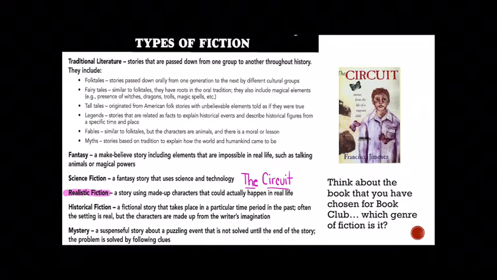And then the mystery is, of course, a suspenseful story, right? Everybody enjoys a good whodunit, clues, and there's always something that needs to be solved at the end of the story. So these are just a few of the types of fiction genres, and your goal right now is to be thinking about your own book club book. What genre do you think your book club book falls into?